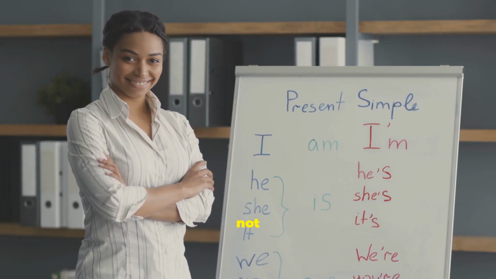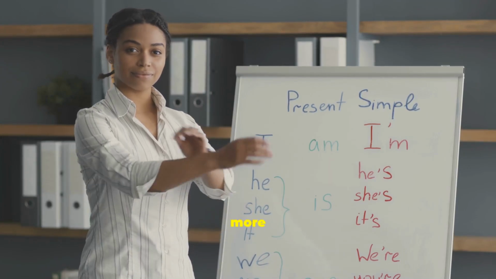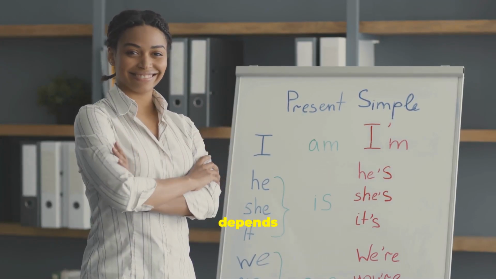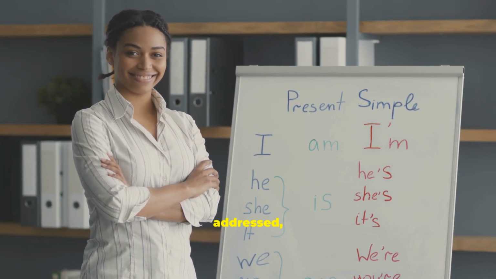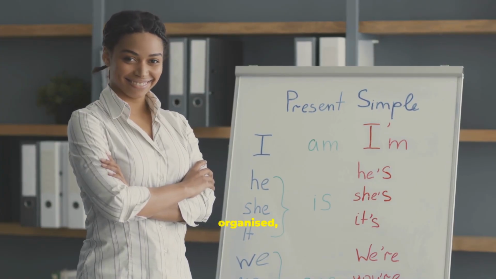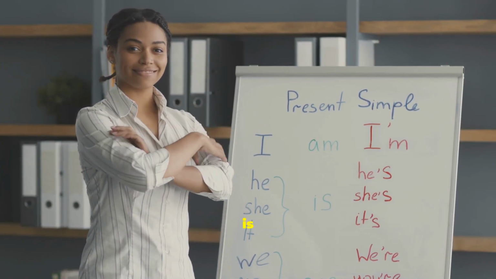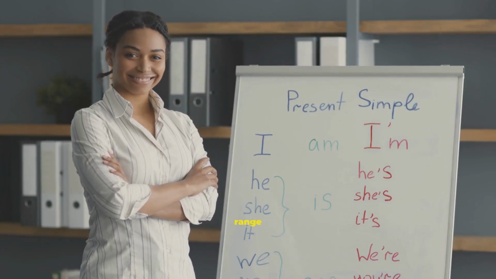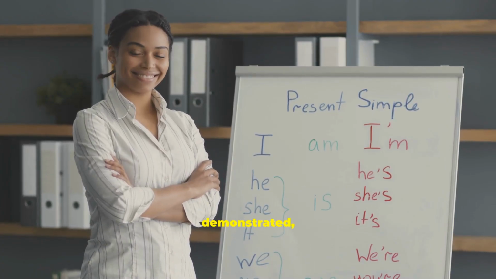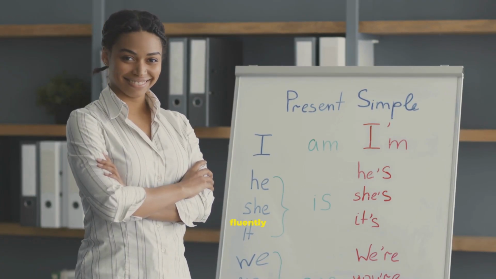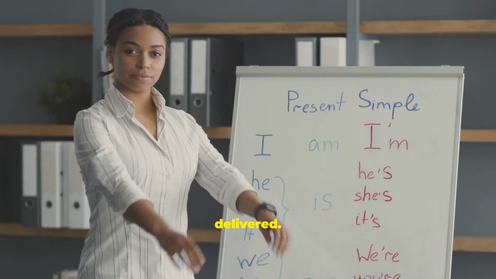A learner does not move forward simply by producing more language. Progress depends on how completely the task is addressed, how clearly ideas are organized, how appropriately and precisely vocabulary is used, how much grammatical range and control is demonstrated, and, in speaking, how fluently and clearly the message is delivered.